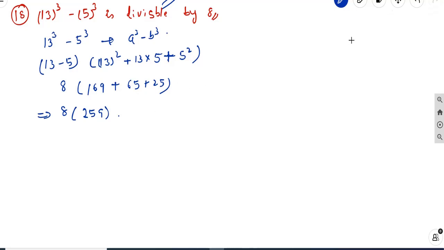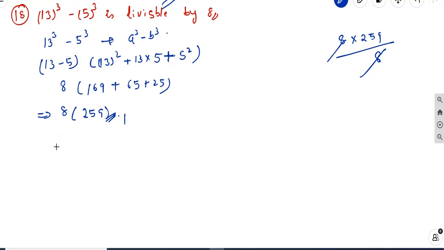Yes, it is divisible by 8 because you have one factor as 8. So it is 8 into 259. If I divide it by 8, the 8 and 8 get cancelled. As I have a factor of 8 in this term already, that means it is divisible by 8. So this term is divisible by 8.